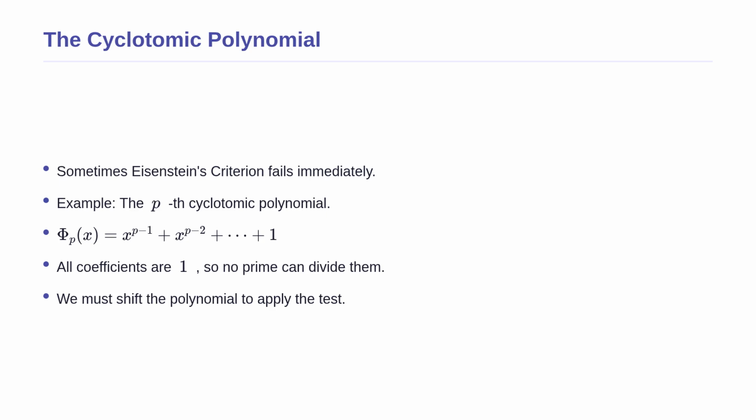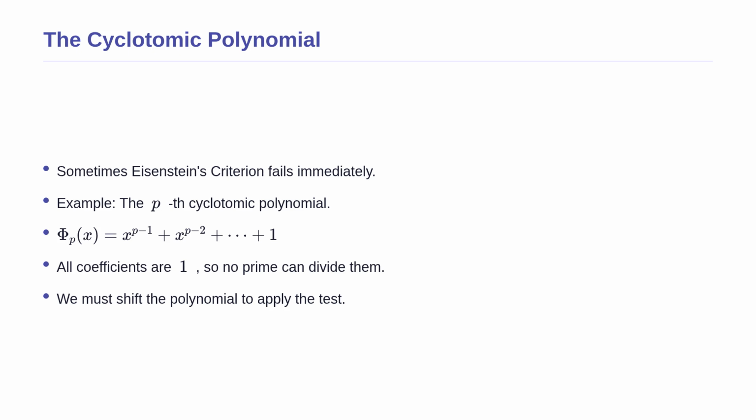Now that we understand the proof, let us look at a more advanced scenario. Sometimes a polynomial does not pass Eisenstein's criterion immediately, but we can slightly alter it to make it work. A famous example is the pth cyclotomic polynomial. If you look at its formula, every single coefficient is exactly 1. Because no prime number can divide 1, Eisenstein's criterion fails immediately at first glance. However, we do not give up.